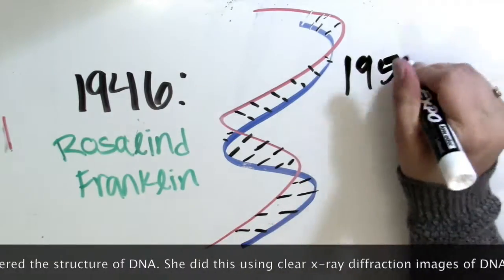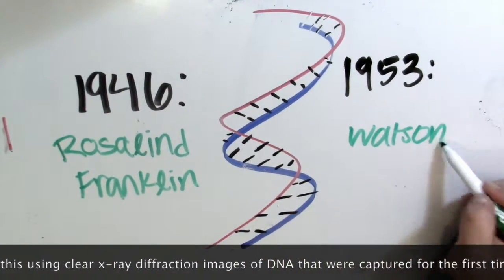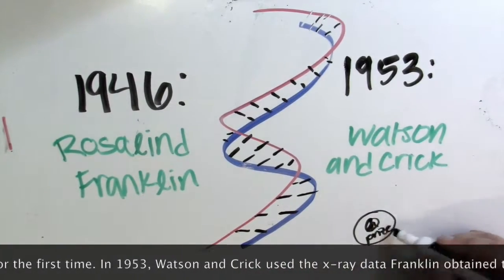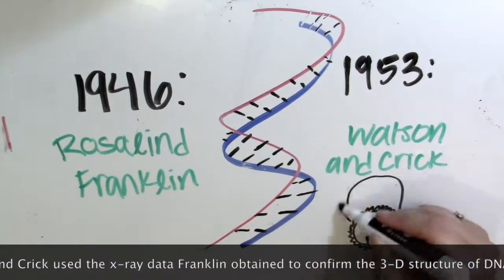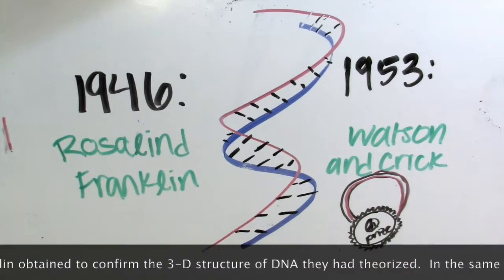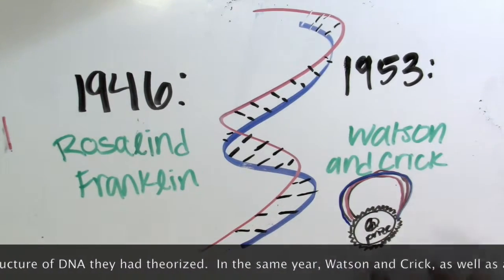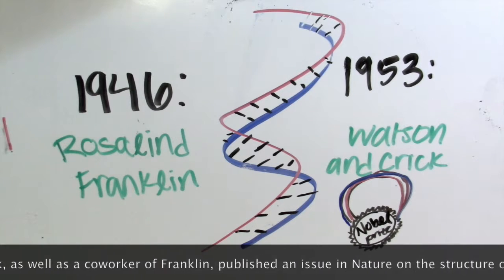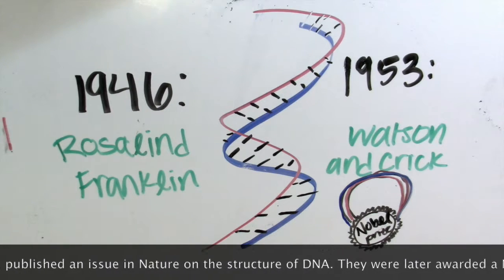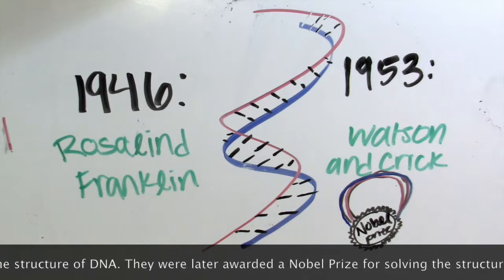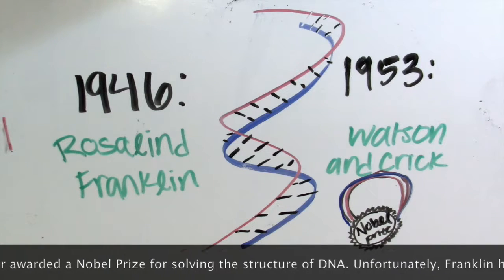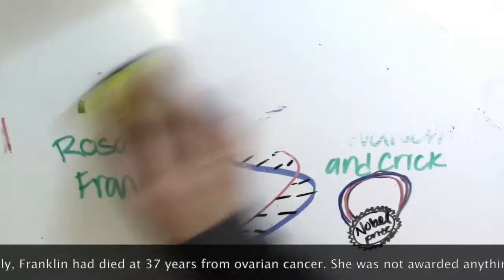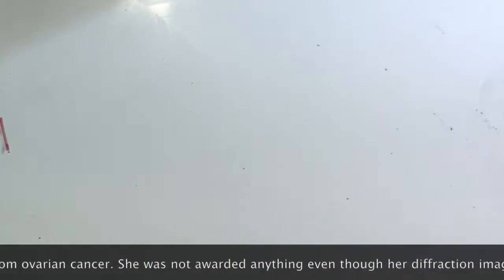In 1953, Watson and Crick used the X-ray data Franklin obtained to confirm the 3D structure of DNA that they had theorized. In the same year, Watson and Crick, as well as a co-worker of Franklin, published an issue in Nature on the structure of DNA. They were later awarded a Nobel Prize for solving the structure of DNA. Unfortunately, Franklin had died at 37 years from ovarian cancer. She was not awarded anything, even though her diffraction images were what confirmed the work of Watson and Crick.